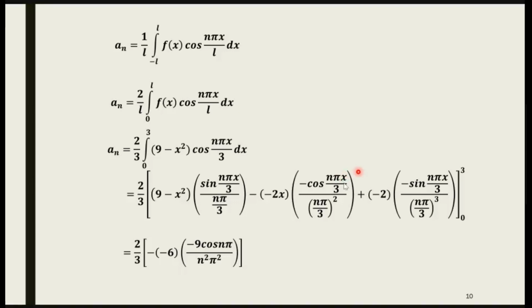And 3 and 3 will get cancelled. So cos n pi will remain upon n square pi square. Simplify that. How many constants?